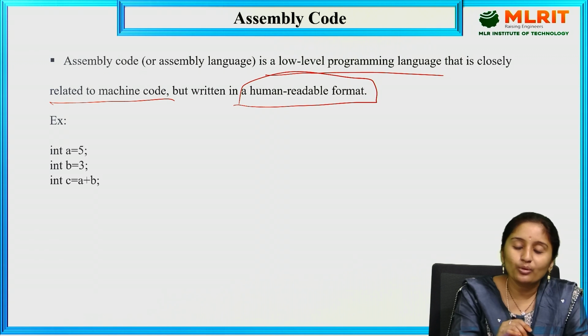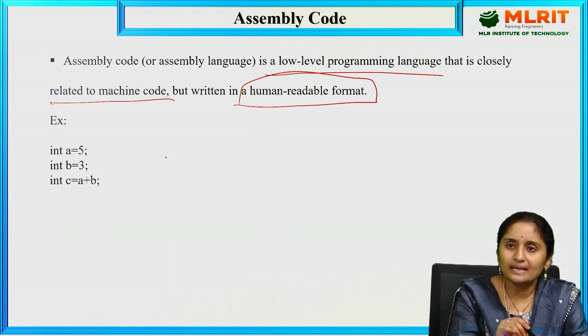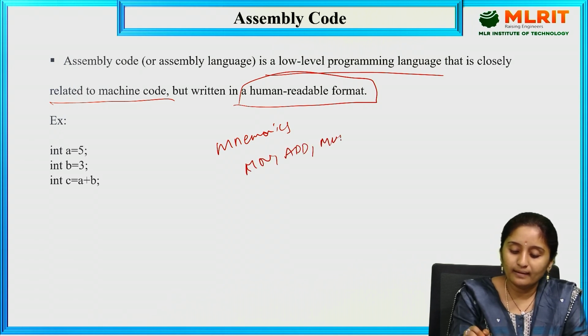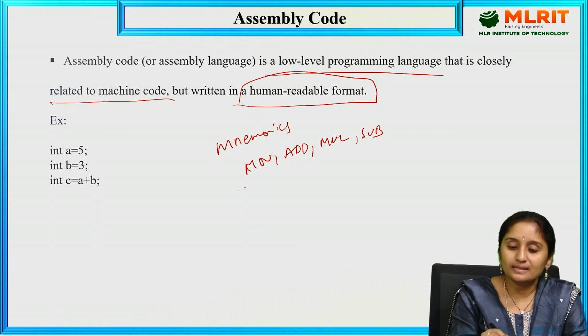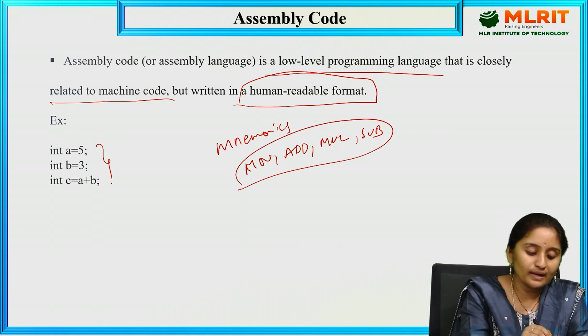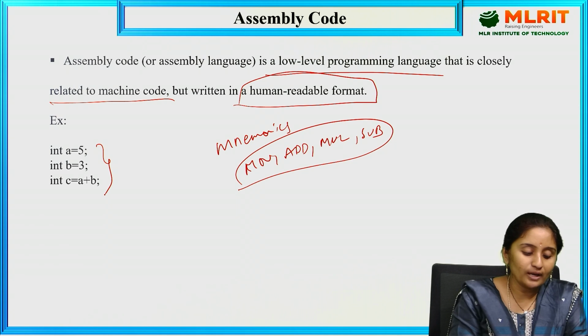The assembly code is the easier one, easily understandable for the human, and it is written in a human readable format. Here we will be using mnemonics like move, add, mul, sub. So these are some mnemonics which we are going to use here. Let me take this as one example: int a equal to 5, b equal to 3, and c equal to a plus b.